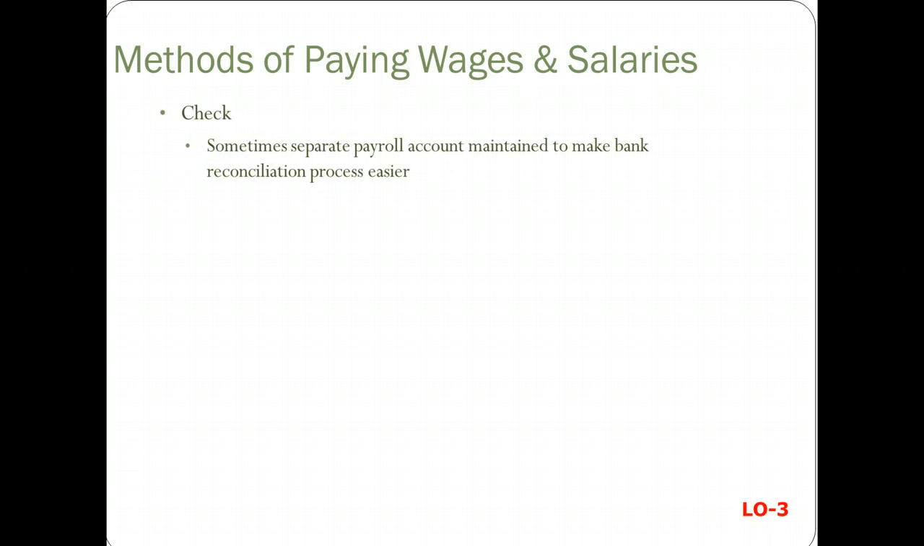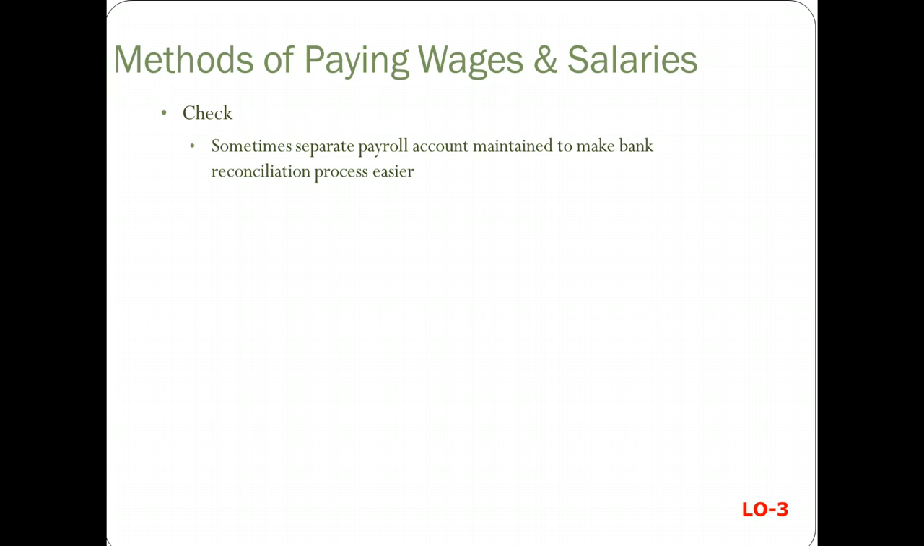This is Learning Objective 3, Methods of Paying Wages and Salaries. Some of this might seem like no-brainers, but we're going to talk about it. The first thing that's actually listed in the text is paying in cash, which is, according to the textbook, a common procedure, but I don't honestly know how often that really does happen. But basically you're putting cash with a receipt in envelopes and handing it out.